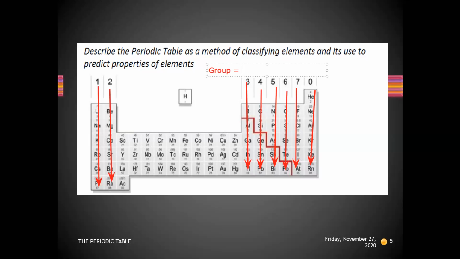The meaning of a group here is that it shows the number of electrons in the valence shell or the last shell. So how many electrons are there in the last shell? That shows the group number. So you can see group 1. These are group 1 elements: lithium, sodium, potassium, rubidium, cesium, francium.